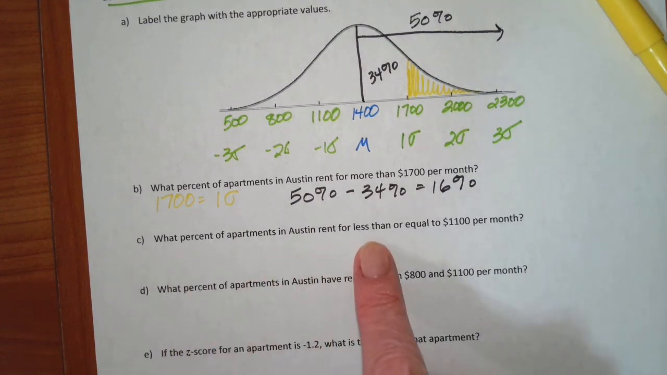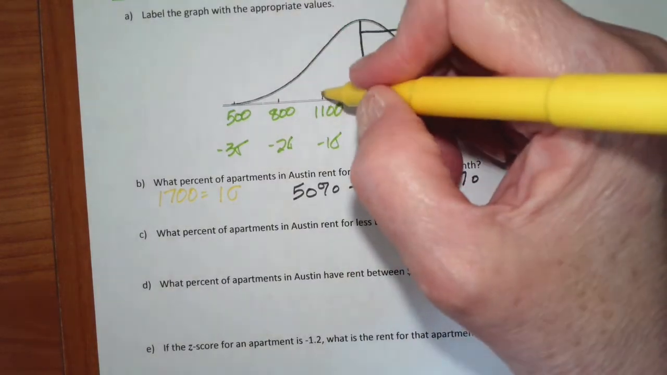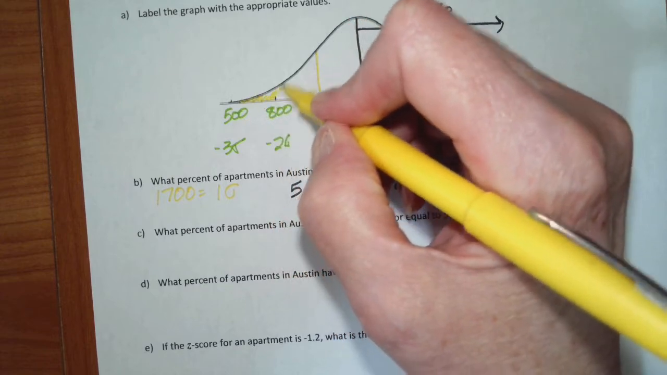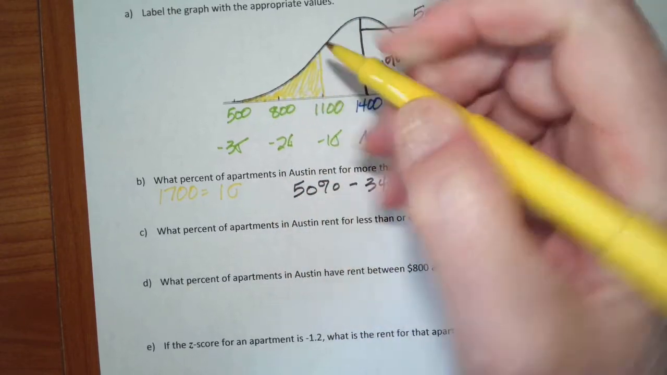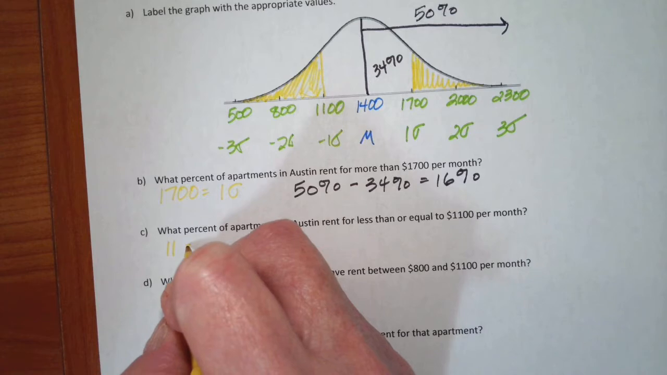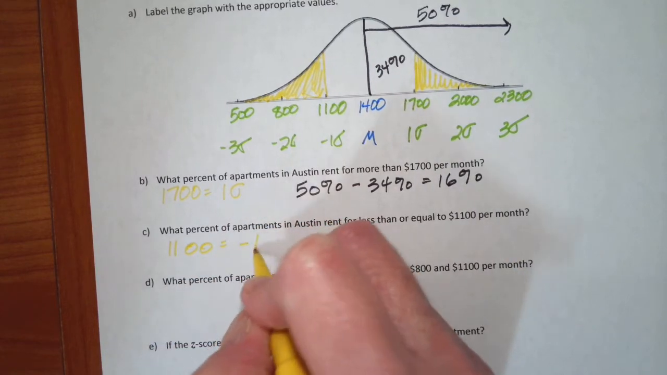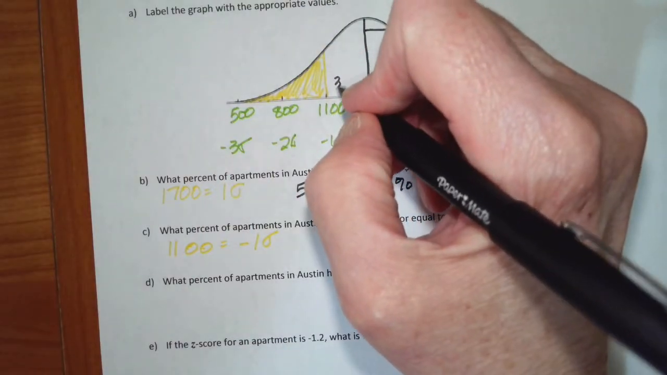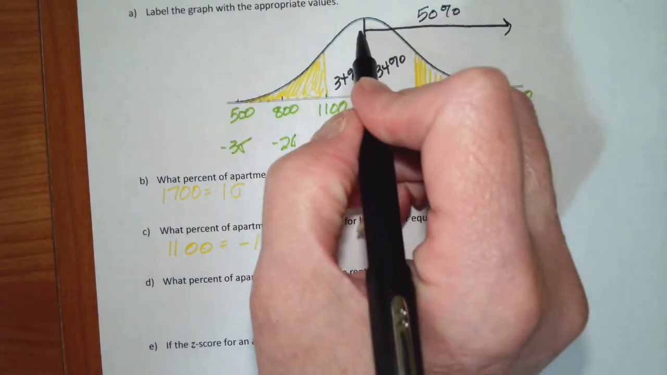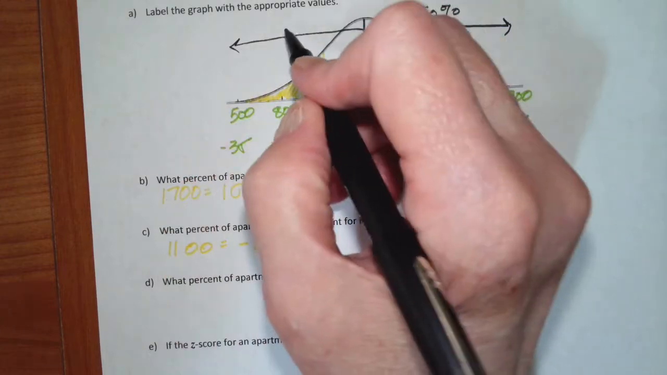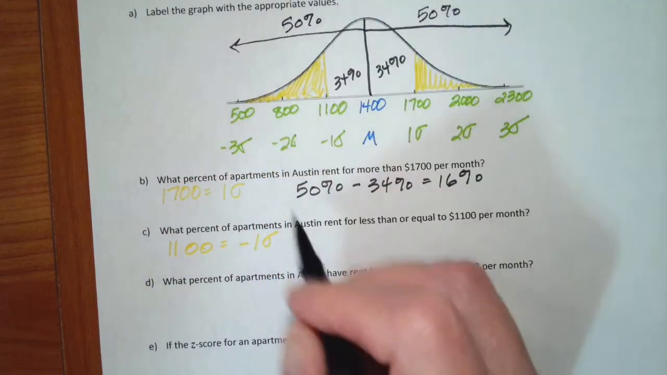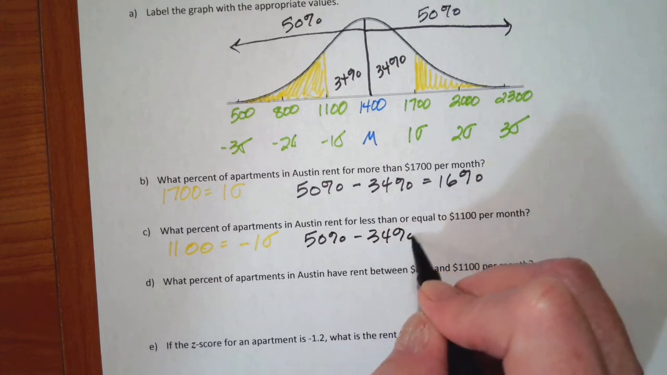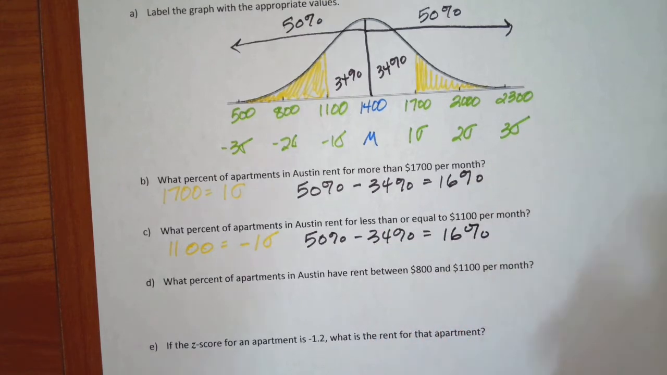What percent of apartments rent for less than or equal to 1,100? Okay, I'm going to do exactly the same thing here. This again, 1,100 is -1 standard deviation. So I know this is 34%. And from here all the way over is 50%. So it's still 50% minus 34%, which is 16%.